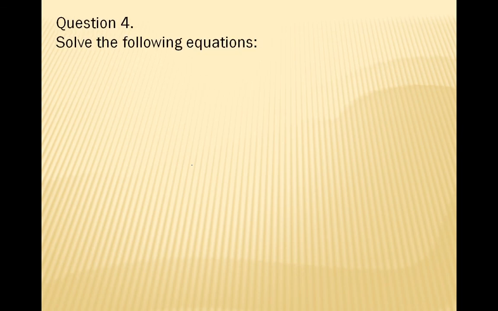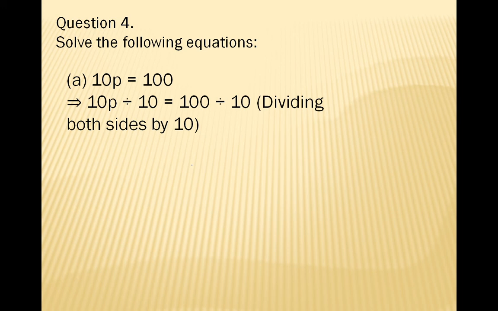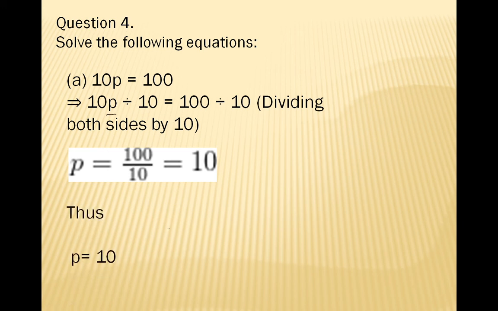Now the next question is, solve the following equation. 10p is equal to 100. So 10p, that means 10 multiplied by p. Okay. So multiply is there, so we have to do division process. So 10p divided by 10 is equal to 100 divided by 10. Dividing both sides by 10. So this 10 ones are 10, so remains only p, and 10 tens are 100, so p is equal to 10. So thus p is equal to 10.